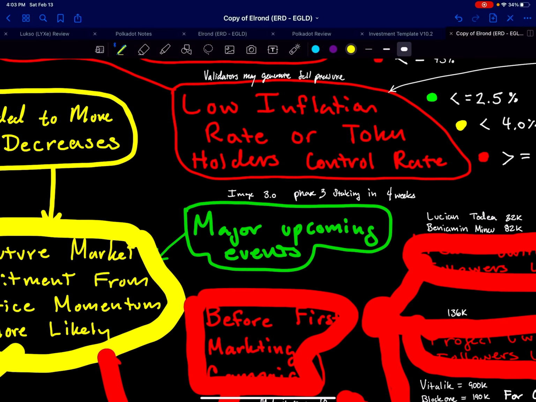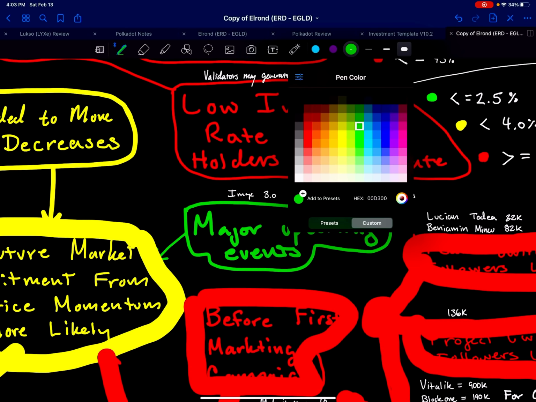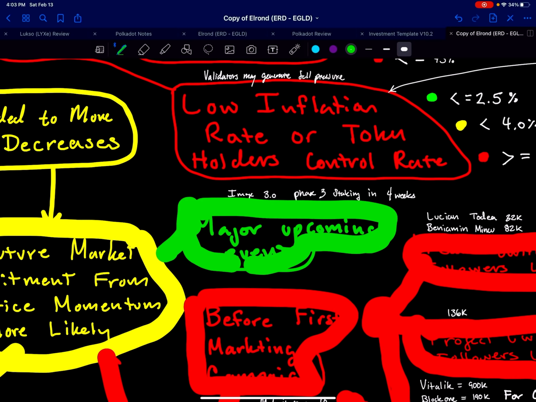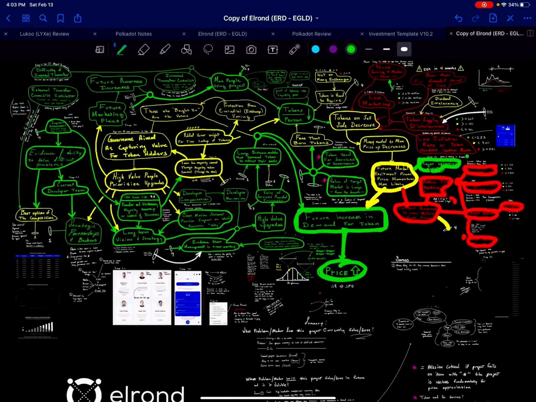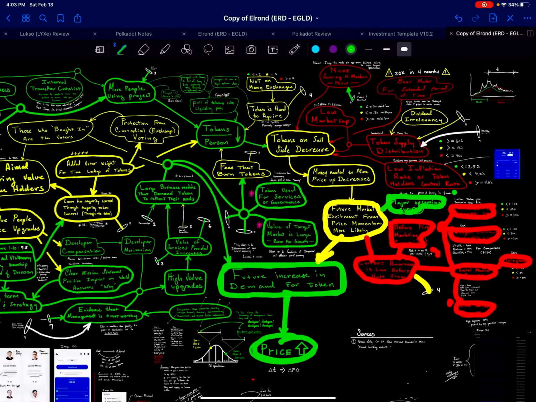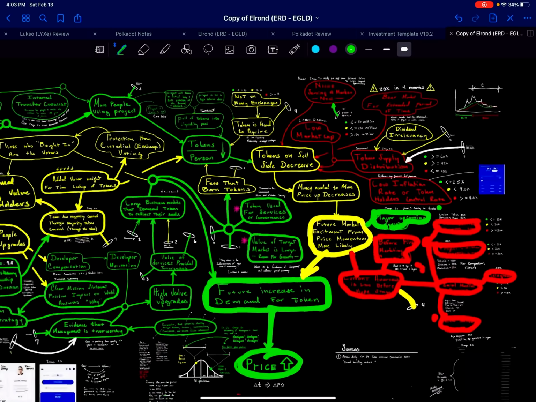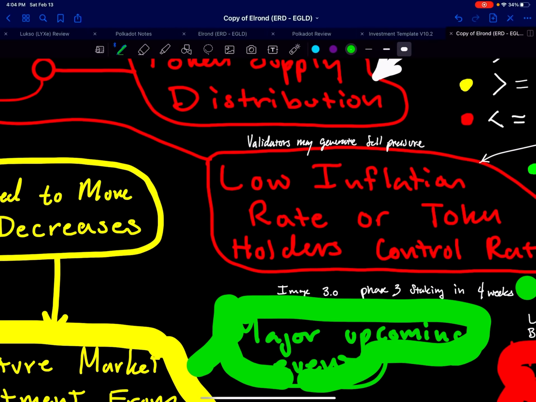Okay, now here's a nice little bullish thing to look at: their upcoming events. So they have phase 3 staking coming in 4 weeks. He said 2 to 4 weeks. So you're going to have some more staking capabilities that are going to come on. I think that might be through that app. And then let me see, image 3.